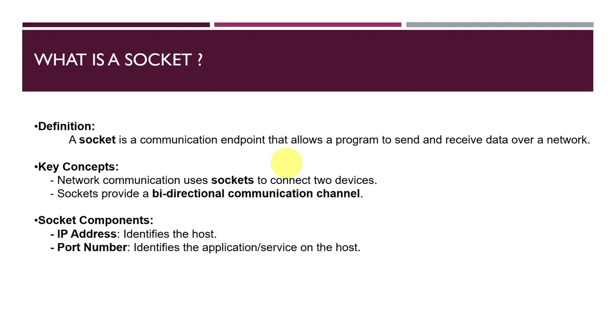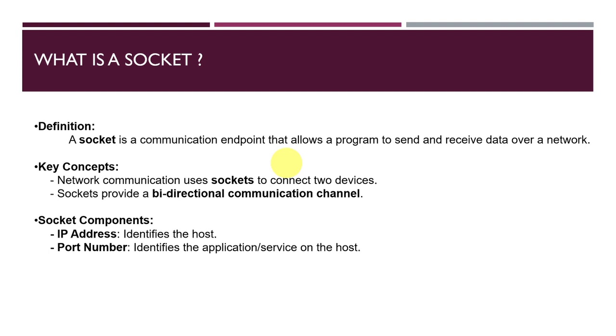Third is the socket components. We have two components: the IP address and the port number. The IP address is uniquely assigned to a particular device, and by that IP address we can find that particular device. So the IP address identifies the host. Second, the port number. The port number identifies the application or service on the host.